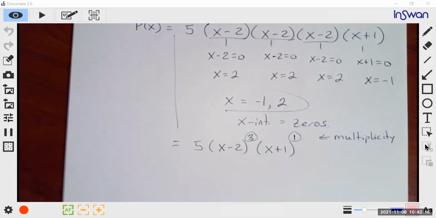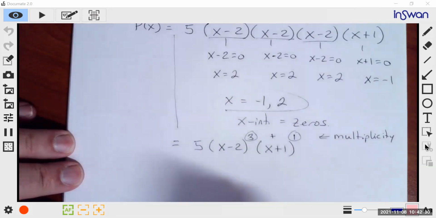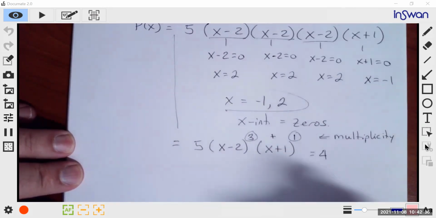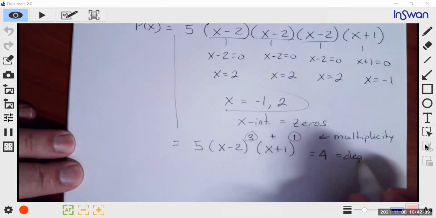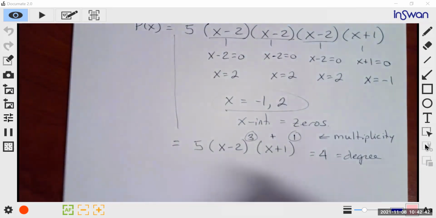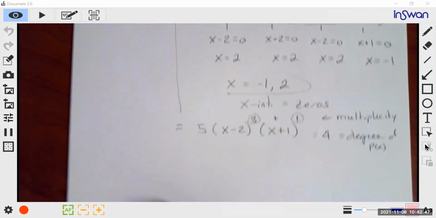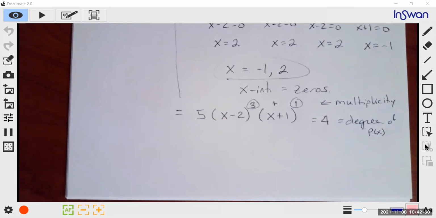The multiplicity is simply the exponent of the factored form. It tells us how many times the answer occurs. It does a little bit more too. If we add our multiplicities, so 3 plus 1 equals, it tells us the degree of the polynomial. So the sum of your multiplicities equals the degree of your polynomial.